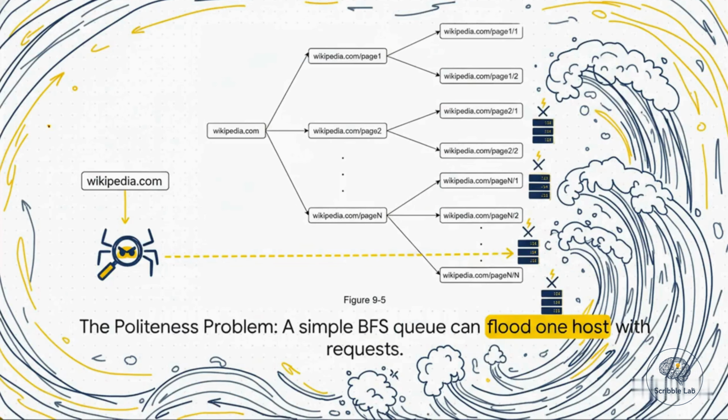Let's say our crawler finds a huge site, like Wikipedia. A simple queue is suddenly going to be flooded with thousands of links, all pointing to wikipedia.com. And if our downloaders just start working through that queue, boom, we're slamming Wikipedia's servers with hundreds of requests a second. That is incredibly impolite, and it's a surefire way to get our crawler's IP address banned.